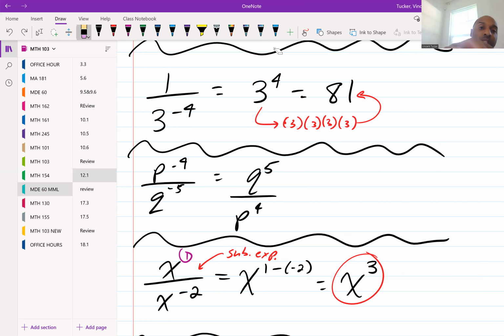So notice the minus sign is your division. And then you have a -2 there. So that's 1 minus -2. And then negative turns positive. So that's why we have x to the third power here. 1 plus 2.